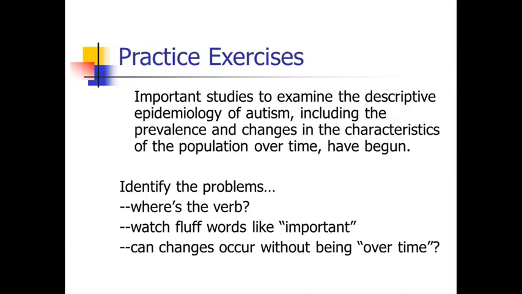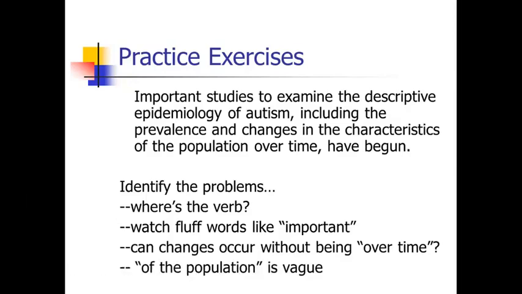A really cute little thing you might have noticed in reading this, you might have picked this up. They say, "including the prevalence and changes in the characteristics of the population over time." So they're talking about changes over time. Now, if you think carefully about that, can you have a change that isn't over time? You can't, right? By definition, changes have to happen over time. So that "over time" is redundant. It's like what we talked about last week with successful solutions. A change is always over time, so we don't need to put the "over time." That's just extraneous words there.